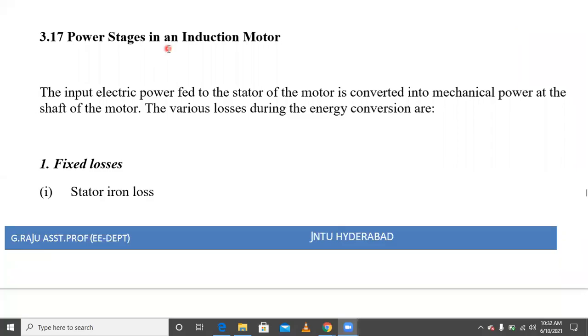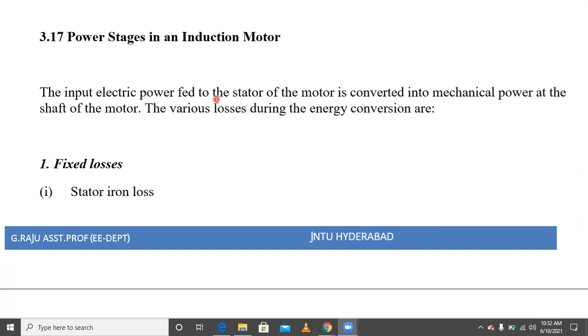Power stages in an induction motor. Okay, power stages in an induction motor. So the induction machine is called an electrical to mechanical conversion device. Input is electrical, that is a 3-phase AC supply, and output is mechanical. It's converting electrical to mechanical.